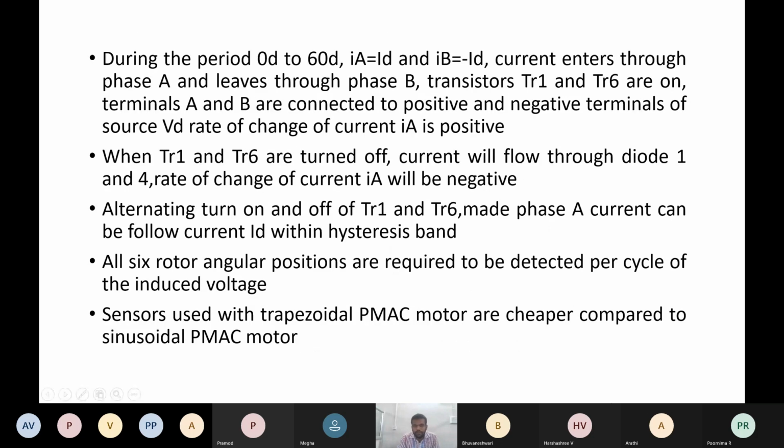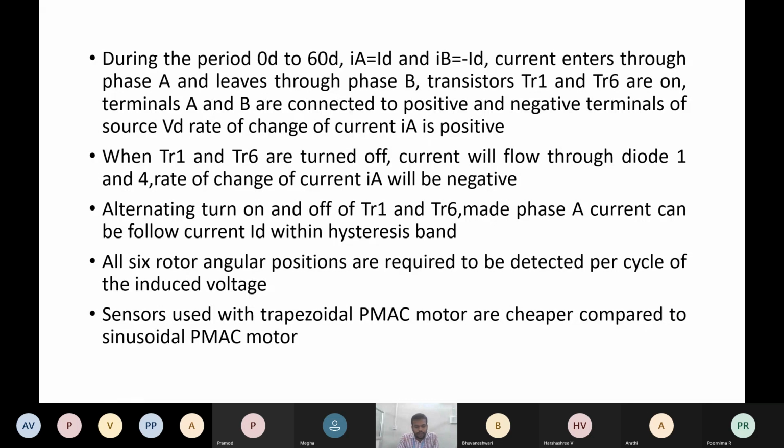Here we have the alternating turn on and turn off of TR1 and TR6. In one condition TR1 will be on and TR6 will be off, and after one cycle TR6 will be on and TR1 will be off. Like that, alternately we can turn on and turn off TR1 and TR6. So this makes the phase A current follow the current ID within the hysteresis band.